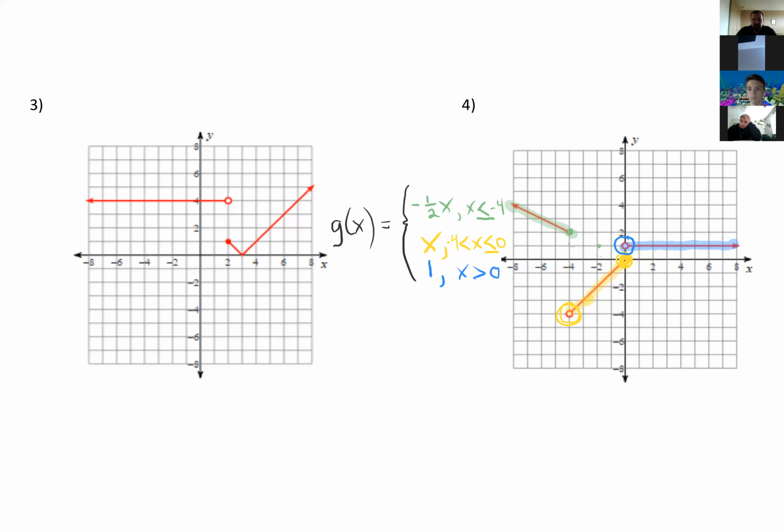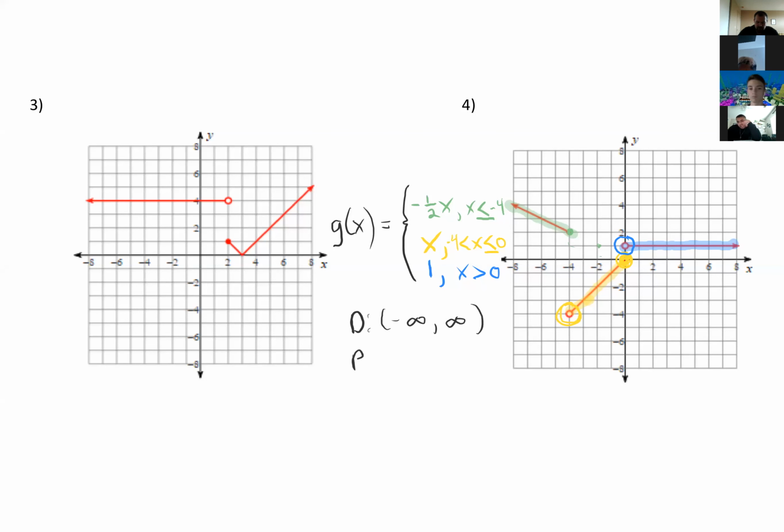It's strictly greater than 0. So this would be my piecewise function. Now all I need is my domain and my range. So the domain here is going to be negative infinity to infinity, because x can be any number. I can give you any value for x, and you can give me a y coordinate. So the domain is all real numbers.